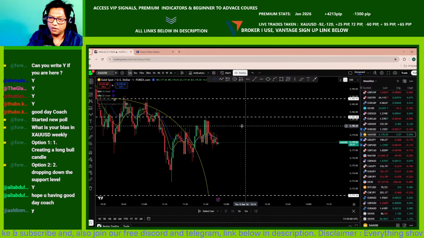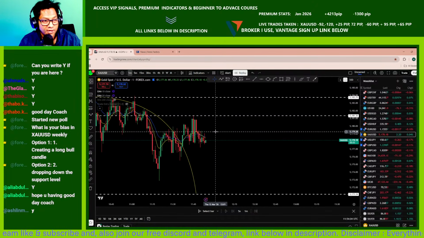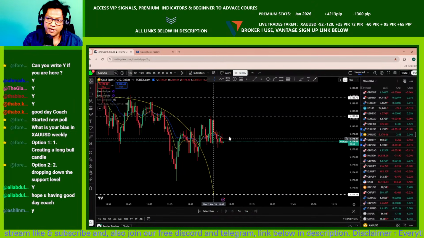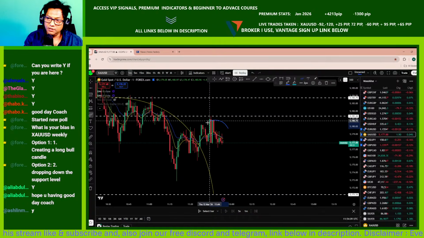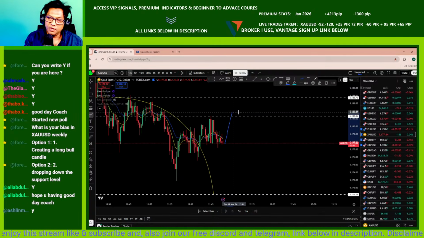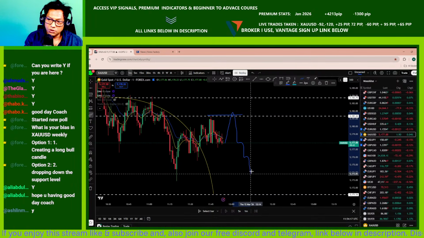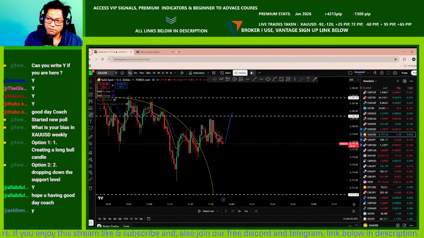Now this has formed a head and shoulder here, guys. This is what I'm looking at. If the market forms that head and shoulder in this zone, the market may cross this high and then turn back below in that area.